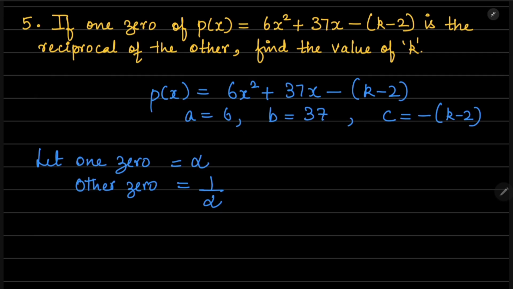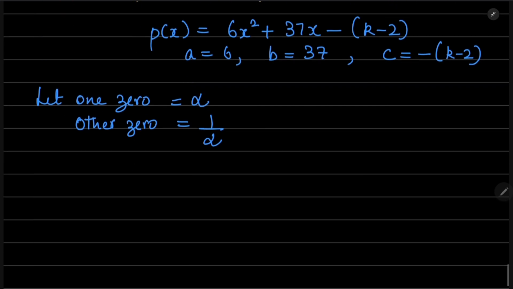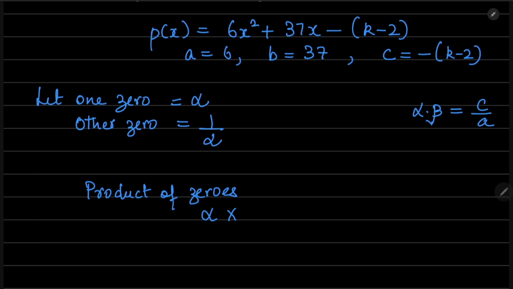See, alpha plus beta, the sum of zeros is minus b by a. But you don't have your k term in b or a. So let us directly calculate the product. The product of the zeros, alpha into beta, is c by a, right? But in our case, one of the zeros is just alpha. The other zero is 1 by alpha. So the product is equal to c by a. What is c? Minus k minus 2 divided by 6, right?